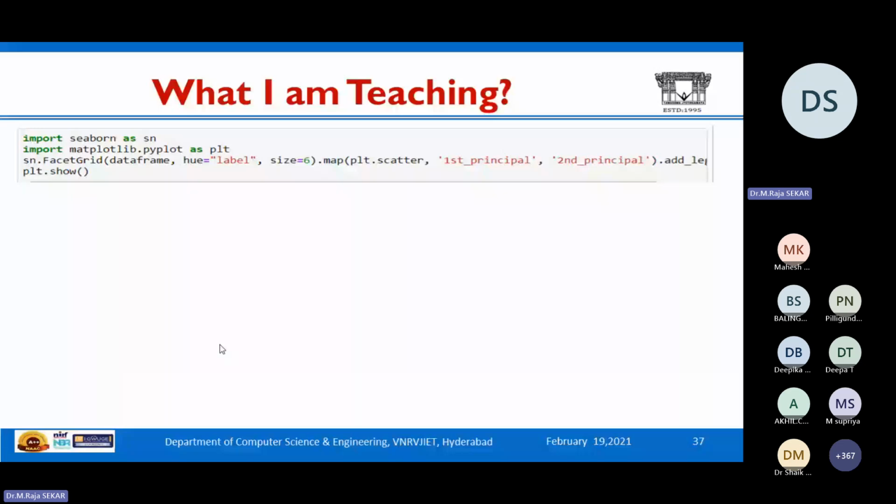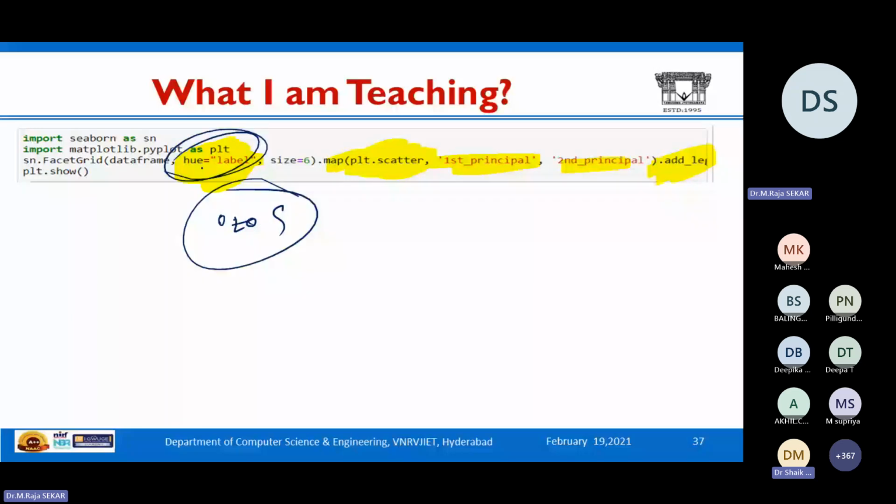What am I doing here? I'm adding a legend. Of course, here in the PPT it's not showing. I will share that IPython notebook. You can see it. I'm displaying with a scatter plot. What is this plot name? plt.scatter means scatter plot: first principal component, second principal component. Maybe most of you may know the hue parameter. The hue parameter means depending on the label it will display. What are the labels in this particular data set? Labels are 0 to 9. Depending on these labels it will display the data set, isn't it?